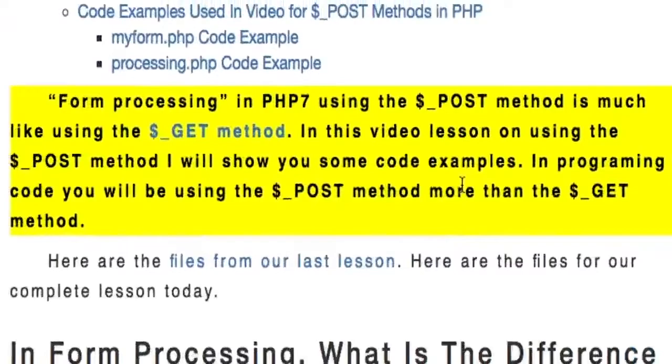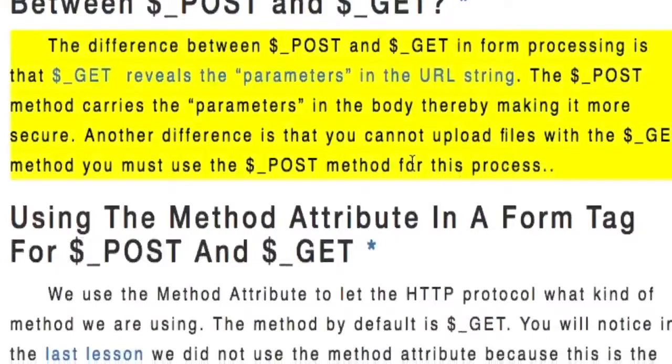Form processing in PHP7 using the post method is much like using the get method. So in this video lesson, I am using the post method, and I'm going to show you some code examples. In programming code, you will be using the post method more than you'll use the get method. The difference between post and get in form processing is that the get action reveals the parameters in the URL string, but the post method carries the parameters in the body, thereby making it more secure. Another difference is that you cannot upload files with the get method, but you can with post.